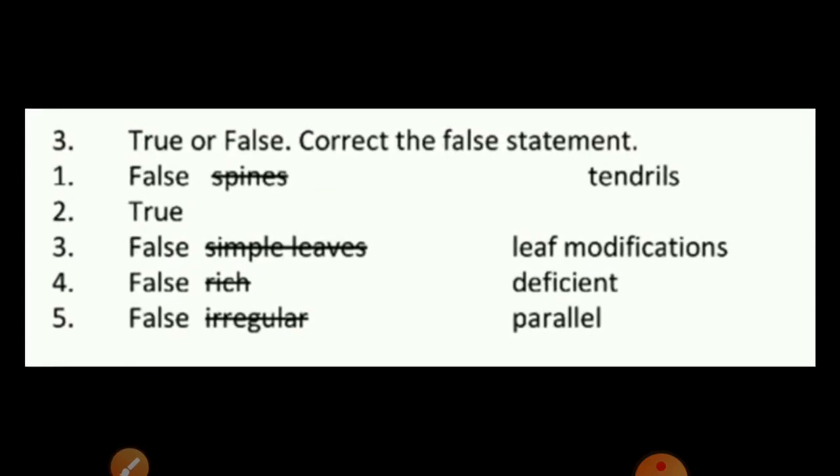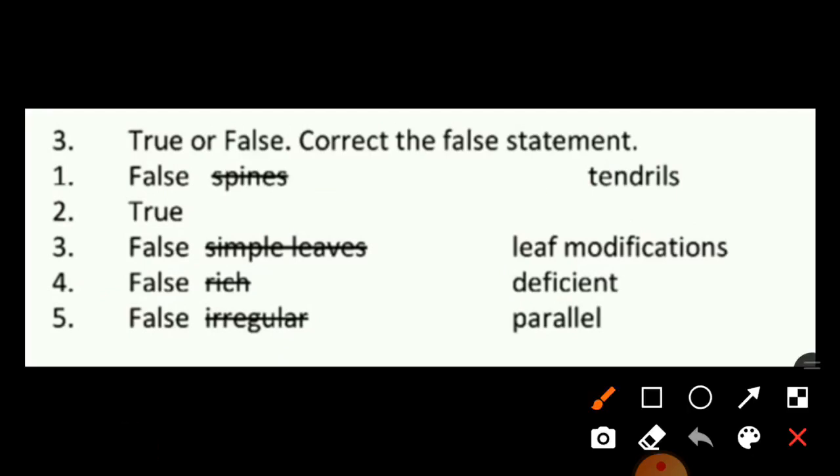Students, this is true and false. You have to correct the statement also which is false. So students, first question is, the leaf of sweet pea plants are modified into spines. You have to cut the spines there and you have to write tendrils, and this is false.